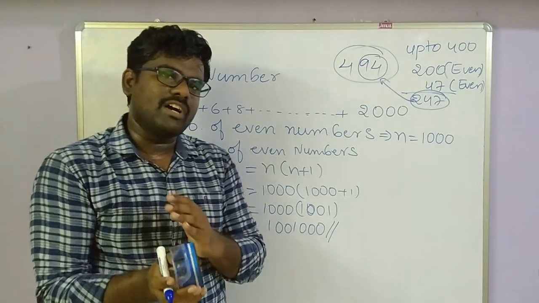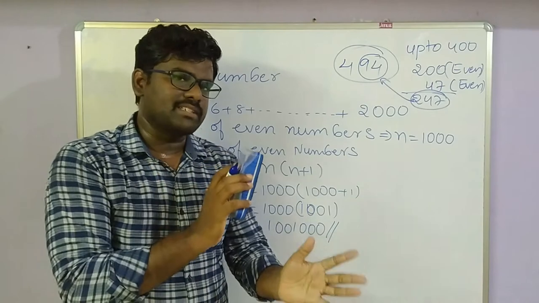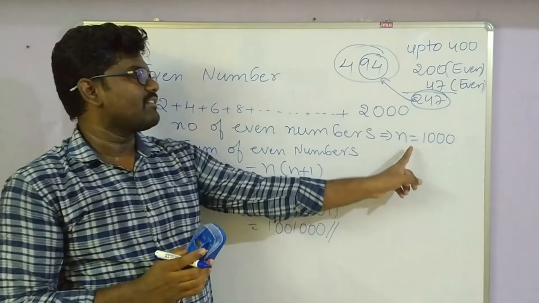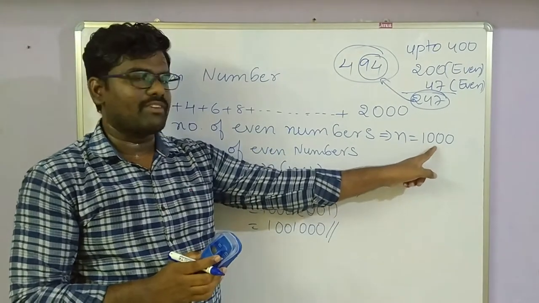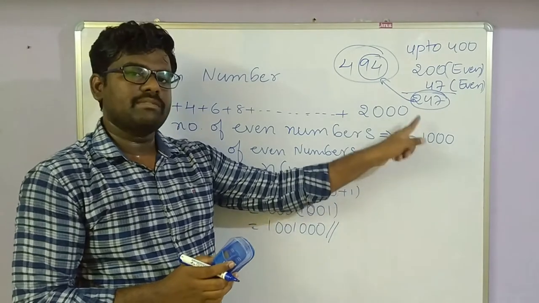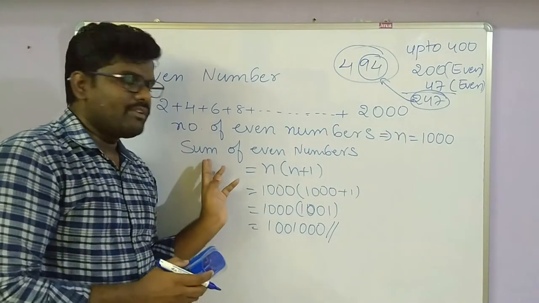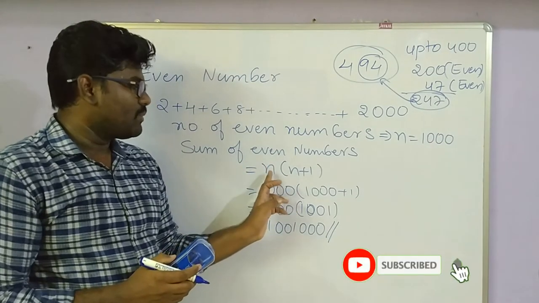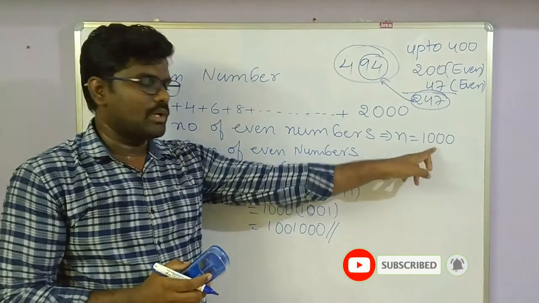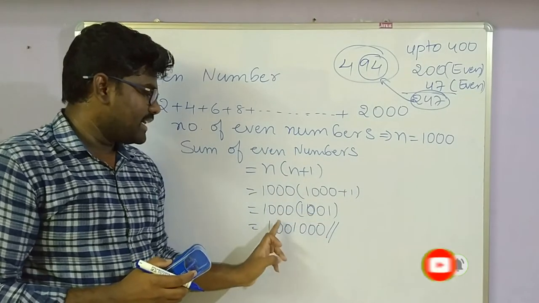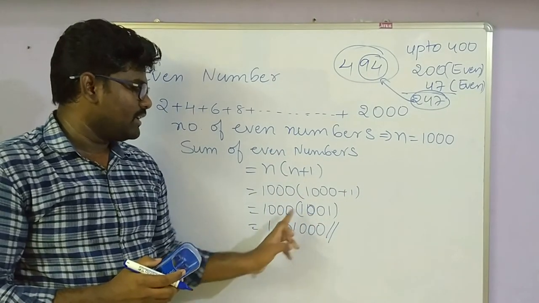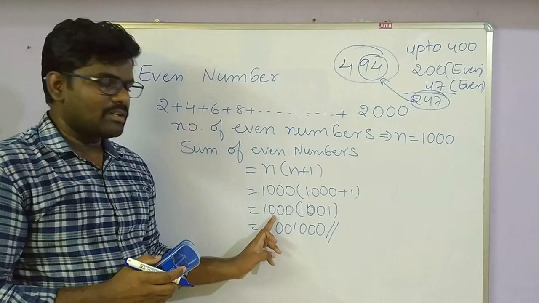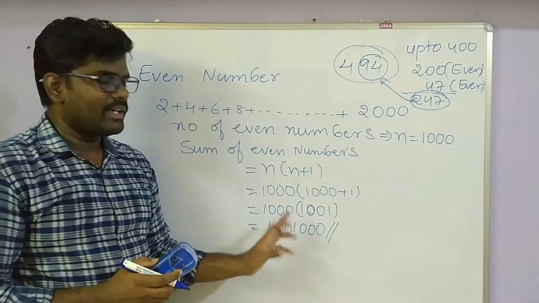We want to observe how many even numbers are there first. We got it here: n is equal to 1000, because half of the numbers are even and half are odd. Next, we want to find the sum of even numbers. The formula is n into n plus 1. What is the n value? 1000. So 1000 into 1000 plus 1, that is 1000 into 1001, and multiplying gives 1001000.